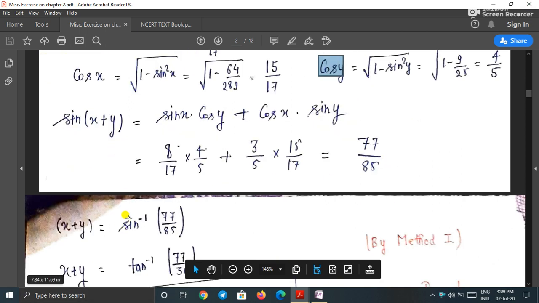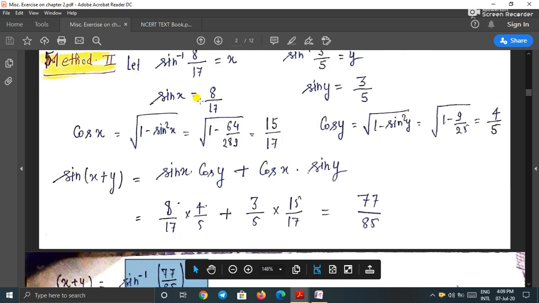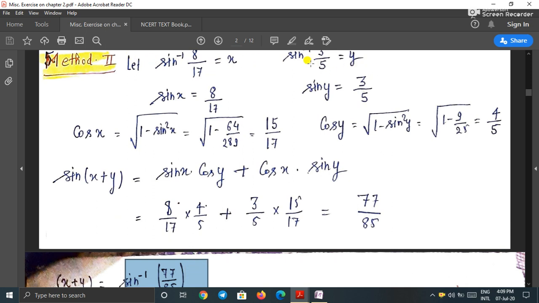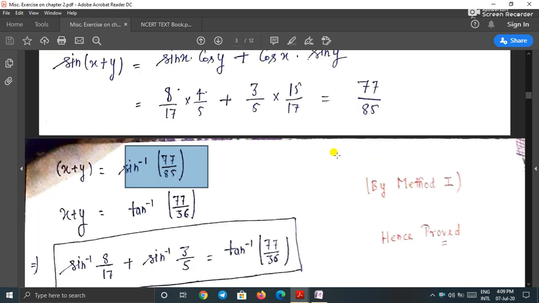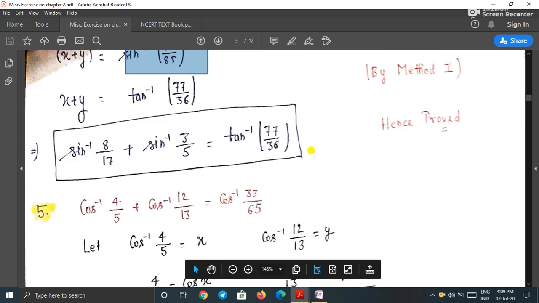So x plus y is sin inverse 77 upon 85 and the value of x is what? Value of x is sin inverse 8 upon 17 and value of y is sin inverse 3 upon 5. Simply substitute these values, sin inverse 8 upon 17 plus sin inverse 3 upon 5 equals tan inverse 77 upon 36. In this way you will get the answer.